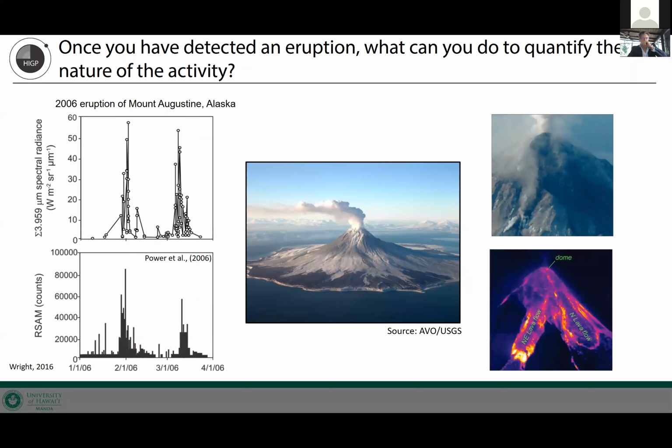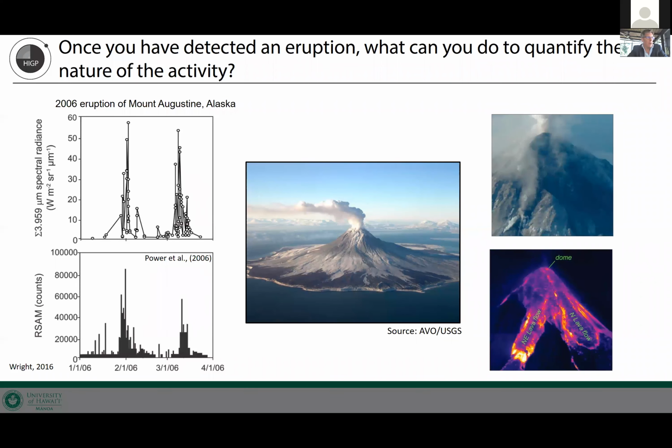So let's say you've detected an eruption. So you found a white pixel, right? Now what do you do with it? Well, we want to derive other things. Part of the beauty of a time series is we can monitor changes over time, right? And we know volcanoes change in their intensity quite quickly, on scales of hours to days to weeks to months.